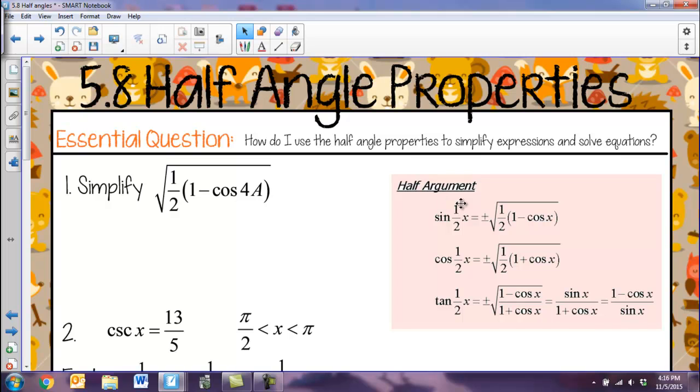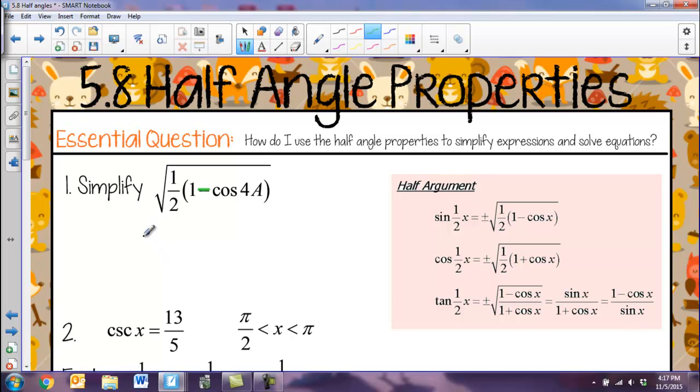If you notice you have a half of an angle, you have to use one of these formulas. So let's start by trying to take an expression and simplifying it. The first thing is you notice that this whole thing is under a square root, and the only properties we really have that have square roots in them are going to be the half angle. So I automatically can go to my formula chart, pick one of the half angle properties, and I notice that this one has a minus sign in it.